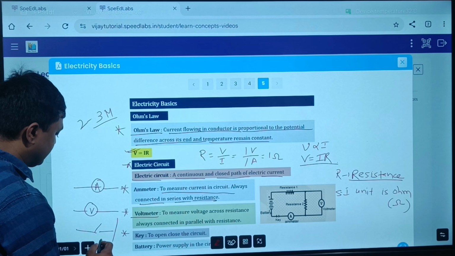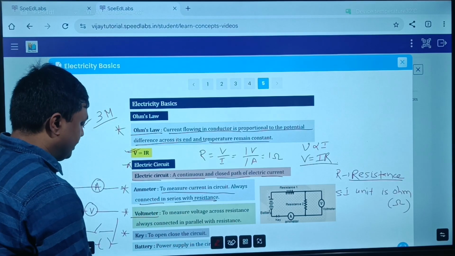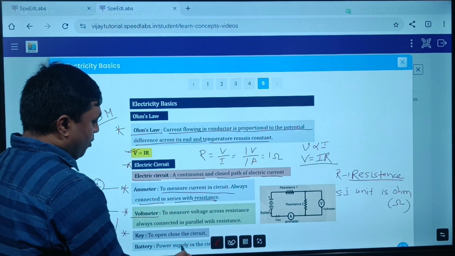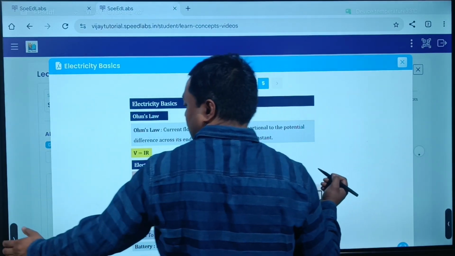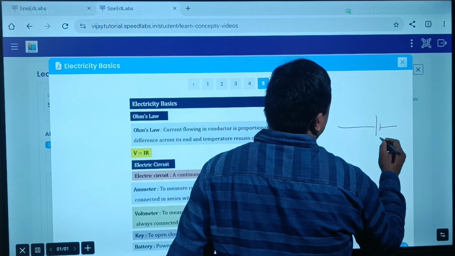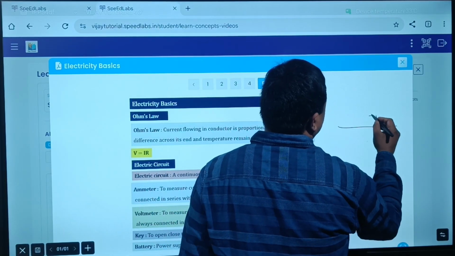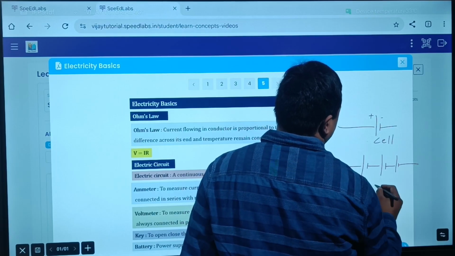Or we write key like this also. So to open or close the circuit, we use a key. Battery, power supply in the circuit. Actually you should know positive and negative, this represents a cell. If 2 or more cells are connected, it is represented as a battery.